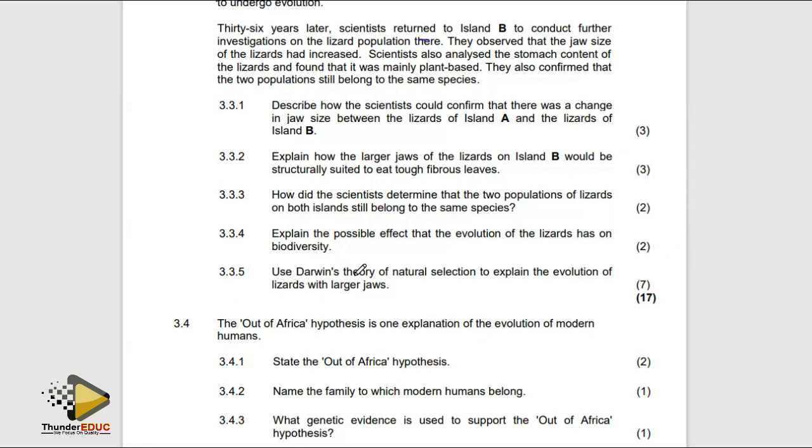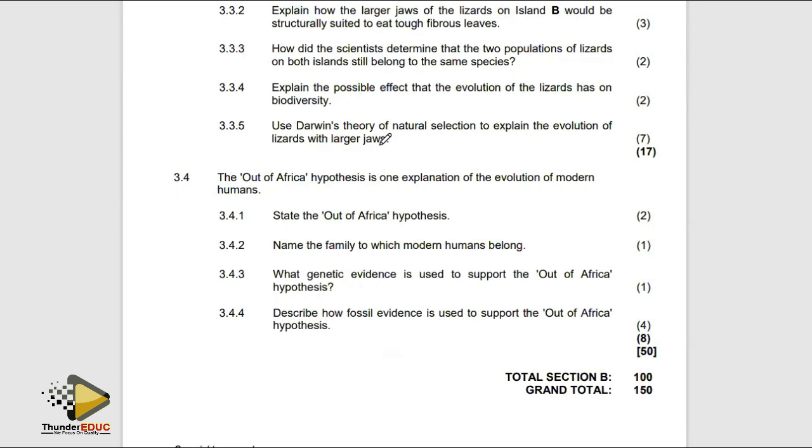Use the Darwin theory of natural selection to explain the evolution of lizards with large jaws. Here, the principle is the same. The principle of natural selection, whatever you explain, use the same principle. The first point you have to talk about is variation. There was variation among the lizards, those with large jaws and those with smaller jaws.